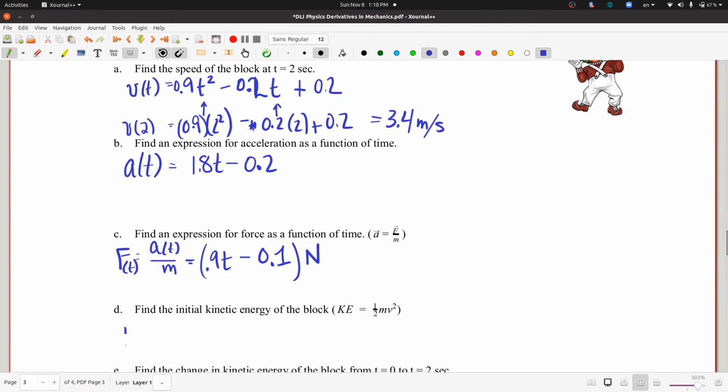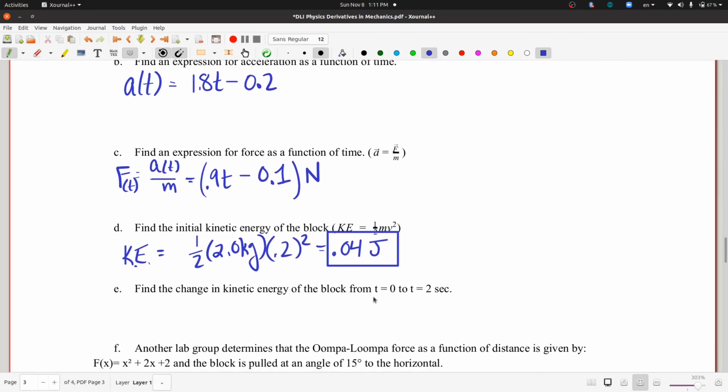So we're going to have initial kinetic energy equal to 1/2 the mass, which is 2. Perhaps someone chose 2 to cancel that 1/2 to make this number simple to calculate. And velocity we see is 0.2 at t equals 0. So we have 0.2 squared. 1/2 times 2 is 1. 0.2 squared is 0.04. And this is an energy, so our units are joules.